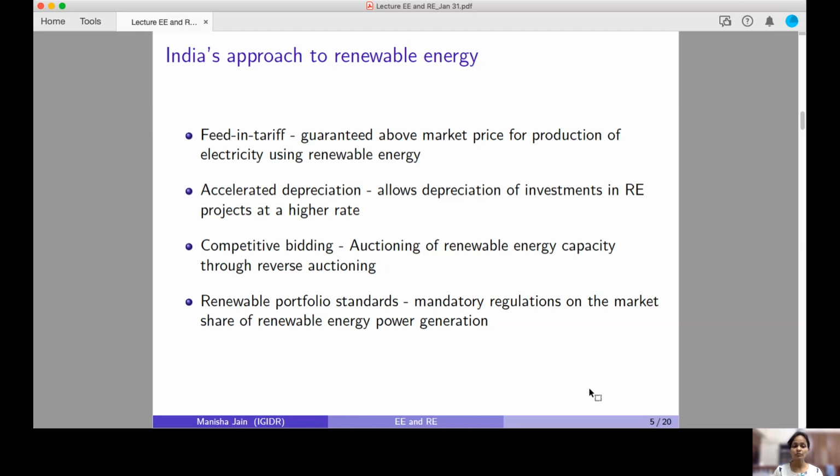This is simply to give some tax benefits to the investor by allowing faster depreciation of investments in the RE project. Now, the most recent that you might have heard in the news is competitive bidding, in which the government decides that this is the capacity of renewable energy that I want to put in place. So I invite proposals, I auction this capacity and ask for bids, on at what rate they can provide that electricity from that renewable energy source.